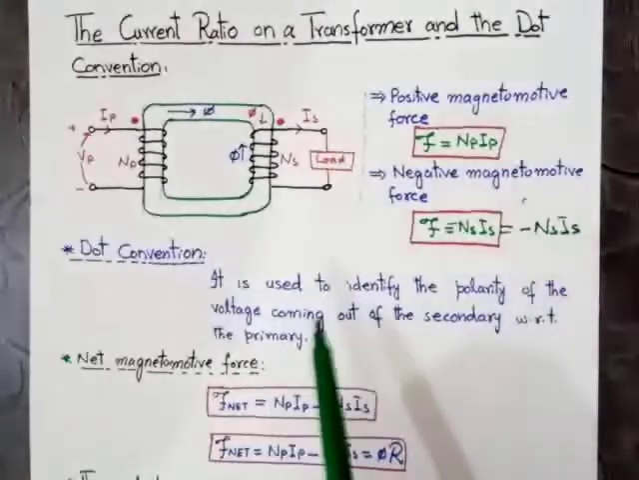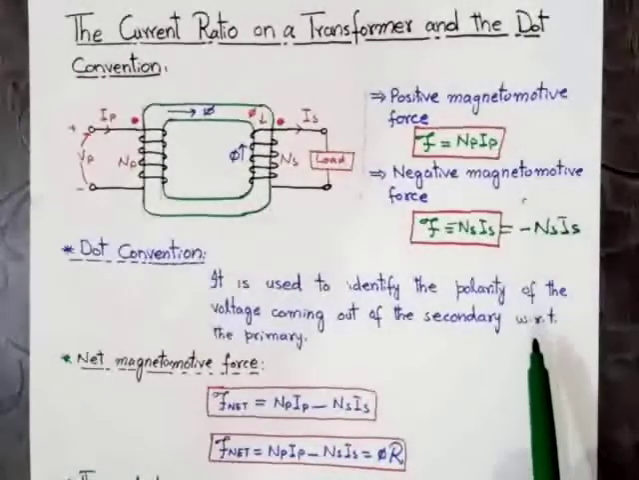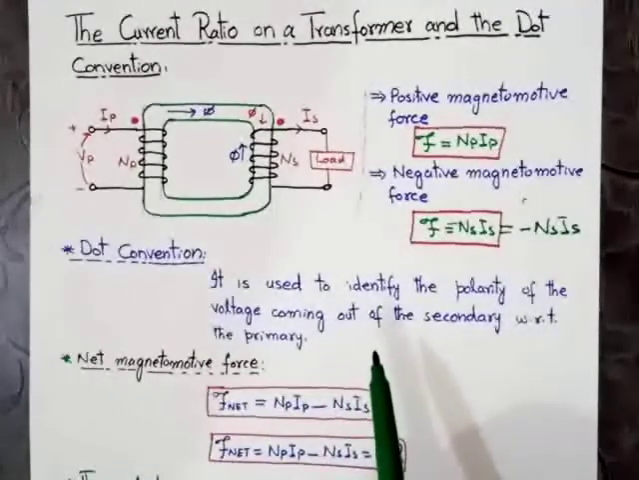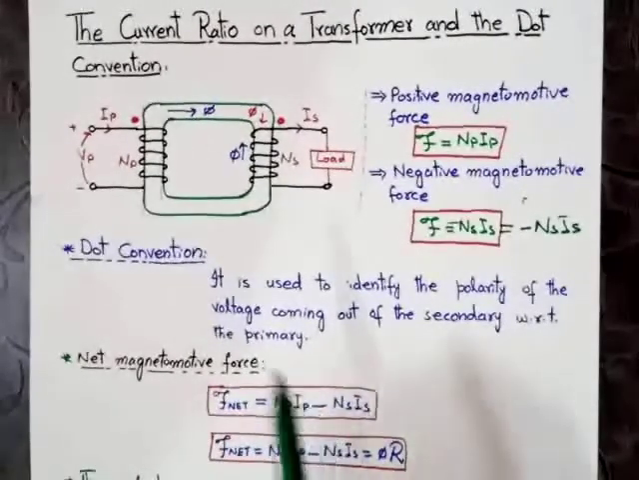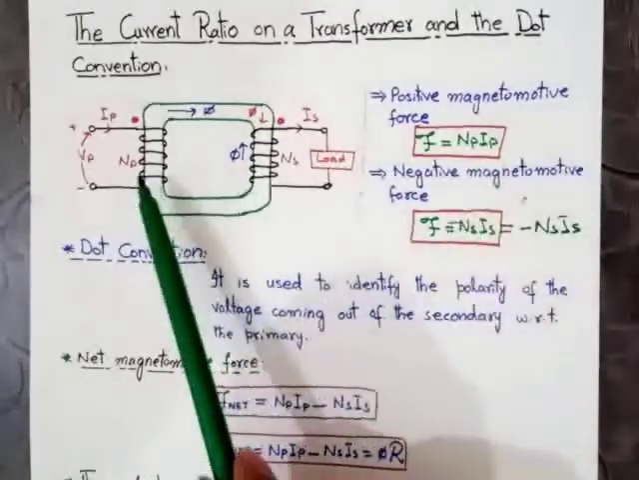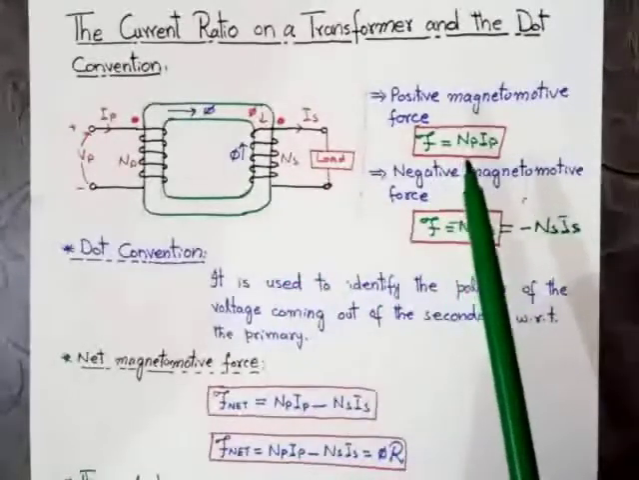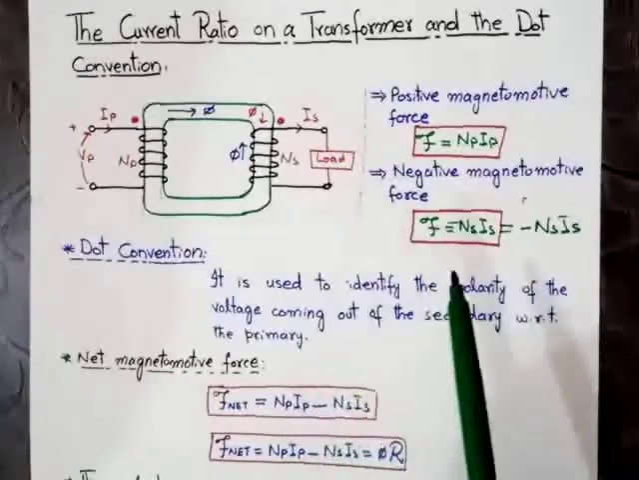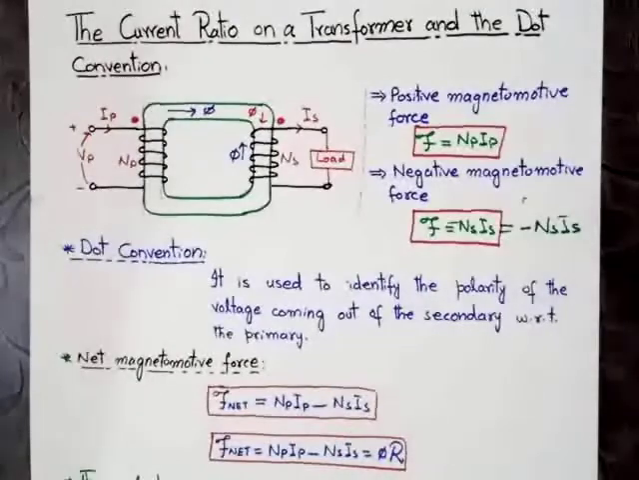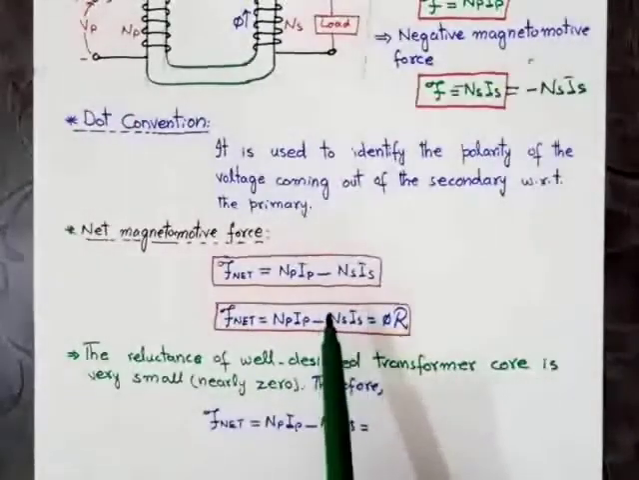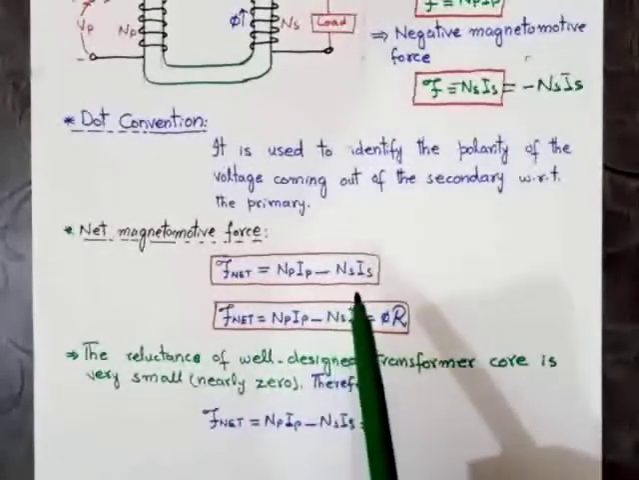So the dot convention is used to identify the polarity of the voltage coming out of the secondary with respect to the primary. The net magnetomotive force, F net, will be equal to the magnetomotive force due to the primary winding plus the magnetomotive force due to the secondary winding. The primary's is positive and the secondary's is negative. Therefore, F net will be equal to NP IP minus NS IS.